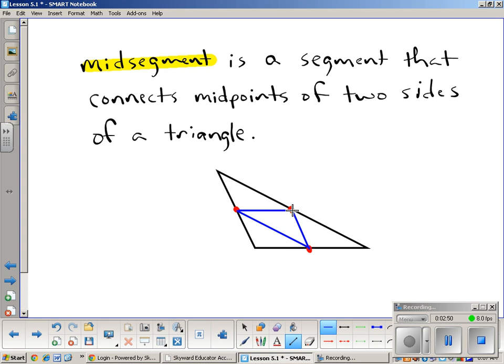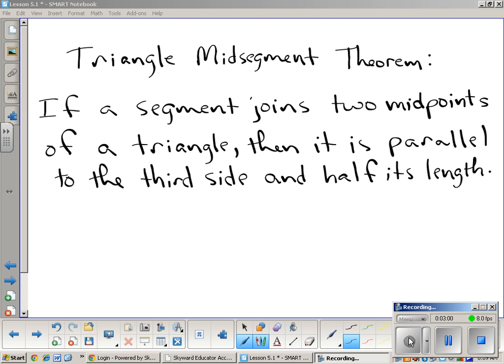Okay, I'm going to pause this to write down the triangle mid-segment theorem, and then I'll turn it back on and we'll get going again. Okay, just to make sure you can read it, it says if a segment joins two midpoints of a triangle, then it is parallel to the third side and half its length. Parallel to the third side and half the length.